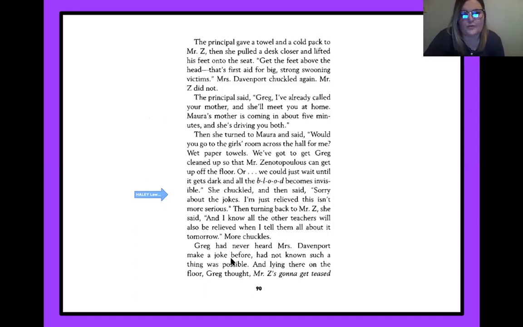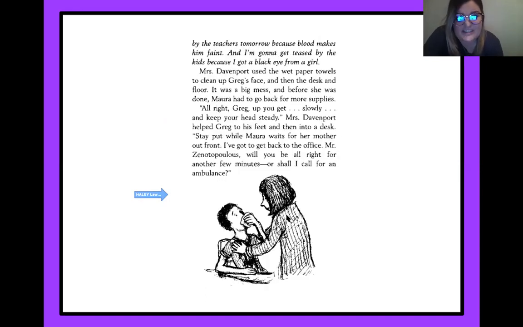Davenport make a joke before, had not known such a thing was possible. And lying there on the floor, Greg thought, Mr. Z's going to get teased by the teachers tomorrow because blood makes him faint, and I'm going to get teased by the kids because I got a black eye from a girl.